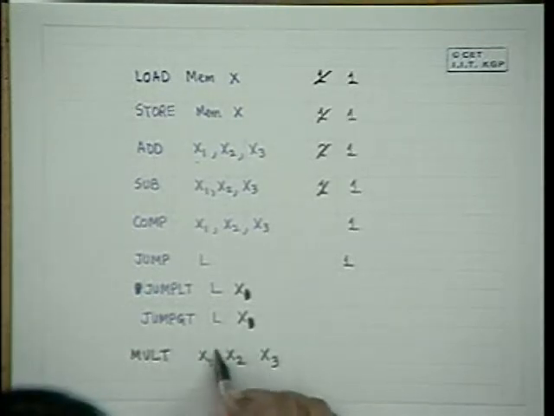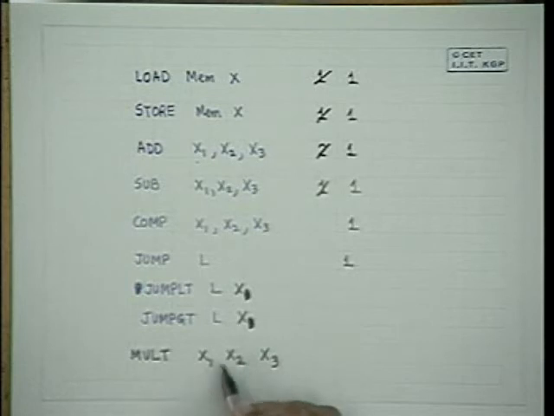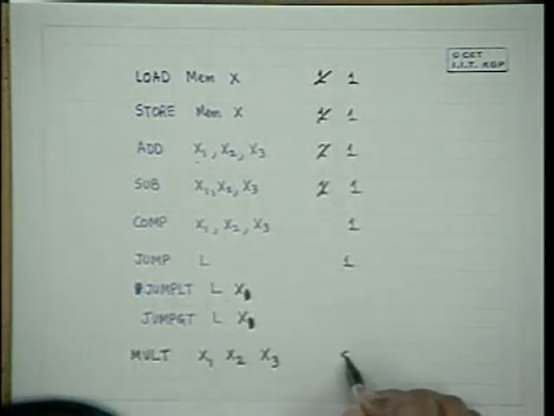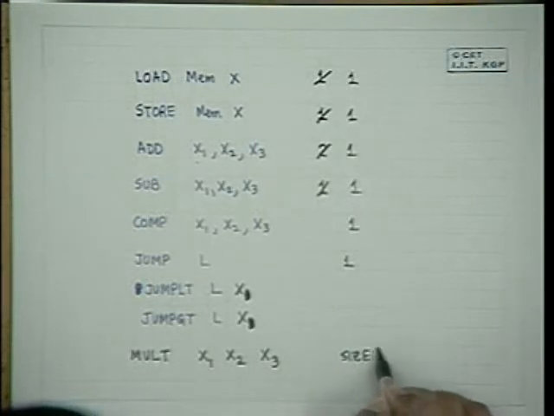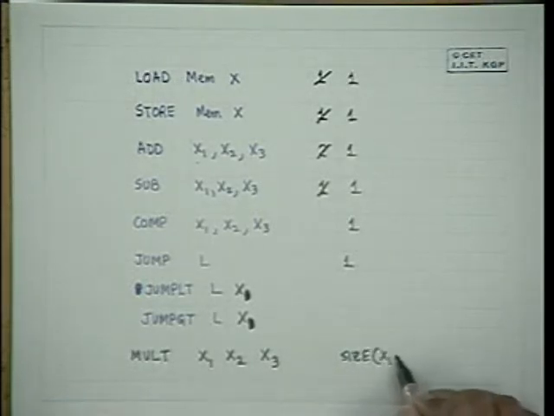This would be proportional to the size of x1 and x2. So possibly this would be size of x1 plus, or multiplication, x1 plus x2.